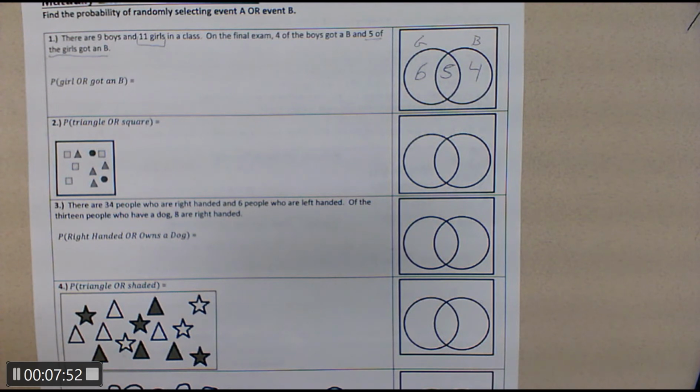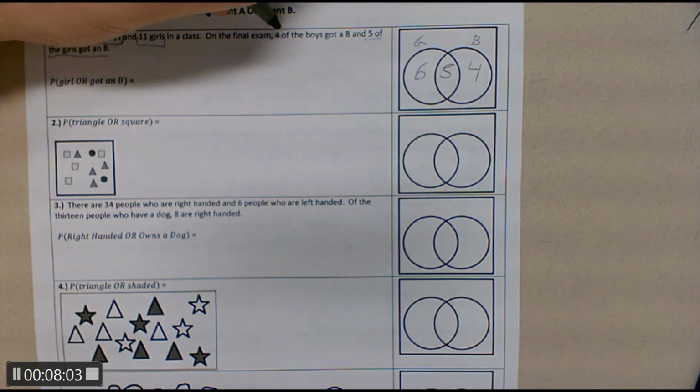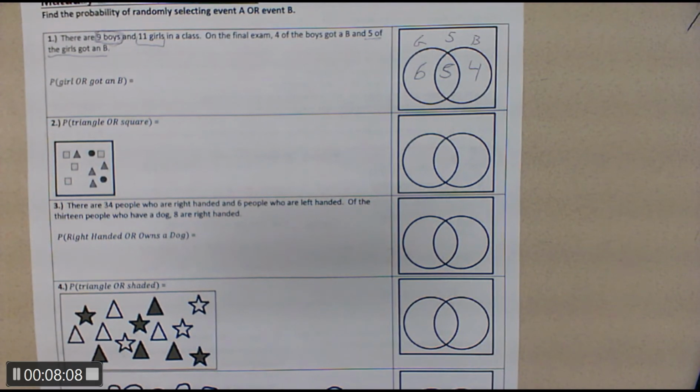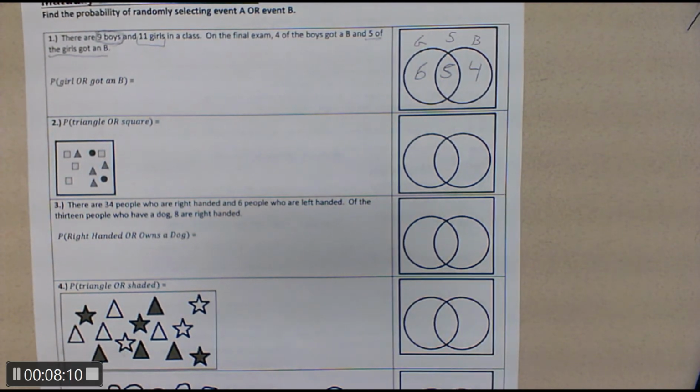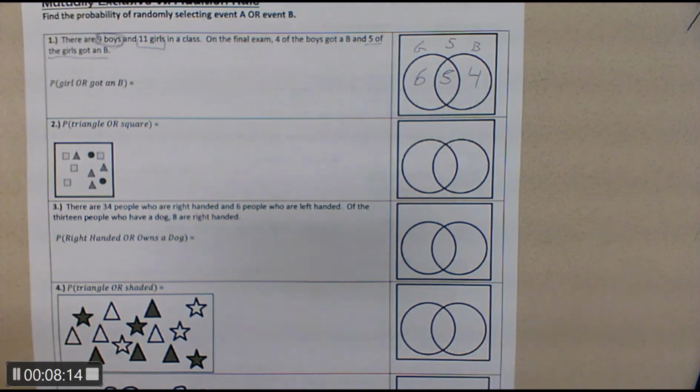Well, we're looking at the people who didn't get a B and were not a girl. So we're looking at the boys who didn't get a B. There are 9 boys. 4 of them got a B, which means 5 of them didn't. So there are 5 people on the outside. Alright. Cool.